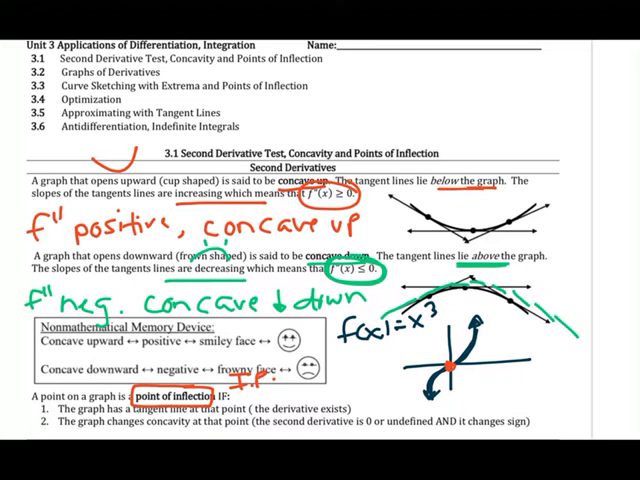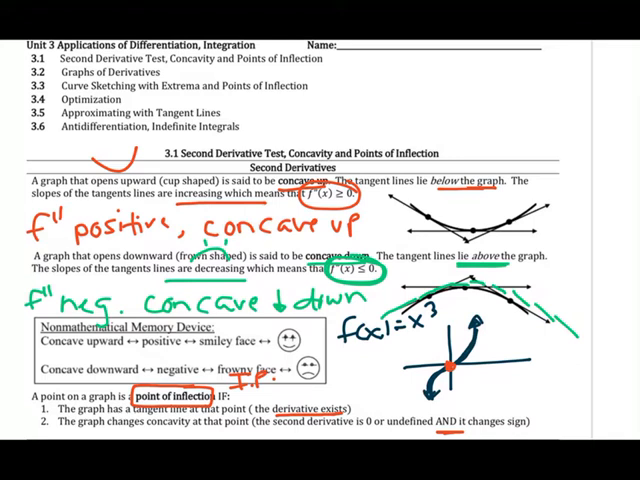A couple of things have to be true for something to be an inflection point. The first thing is that the graph has a tangent line at that point, meaning, in simple terms, the derivative has to exist. The first derivative of the function has to exist at that point. The other requirement is that the concavity at that point has to be 0, undefined, and have a sign change. Sorry, it has to be 0 or undefined. The second derivative is 0 or undefined, and there is a sign change.